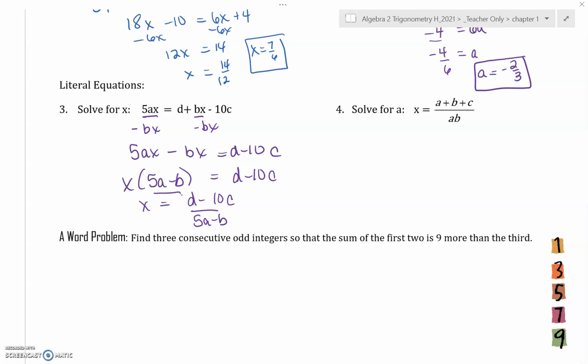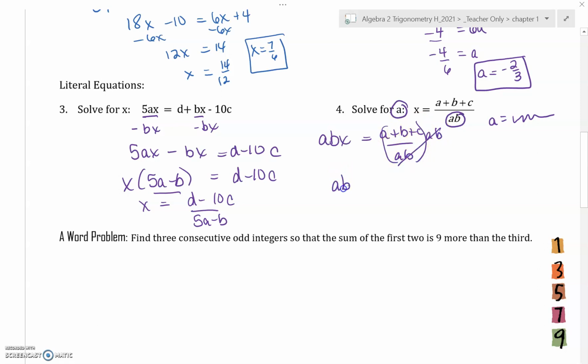Okay, let's take a look at the next one. This time I decided to solve for a. So that means at the very end you're going to have a on the left side of the equation all by itself, and you're going to have other letters on the right-hand side, anything except a. So you might want to, first of all, try and bring the ab to the numerator. So let's multiply both sides of the equation by ab.